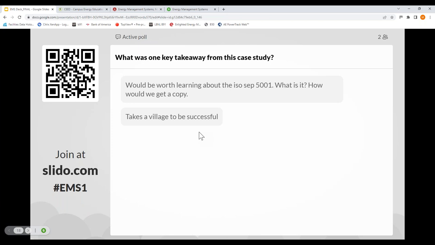Would it be worth learning about ISO 50001? What is it? How do we get a copy of that? So I believe it takes a village to be successful. I like that one. The ISO 50001, a lot of times, I believe it also is a certification process.